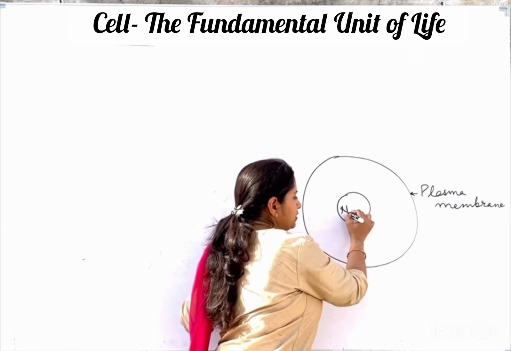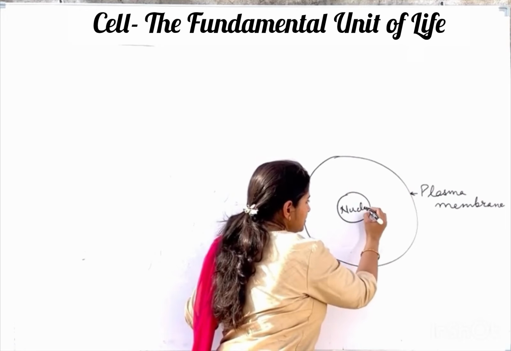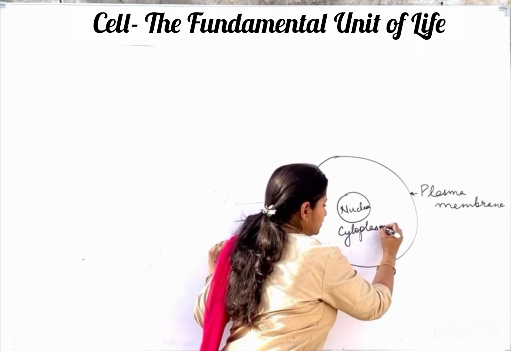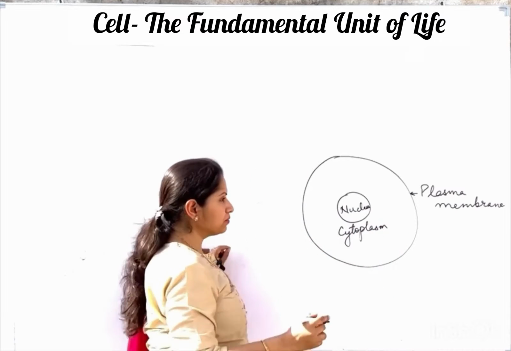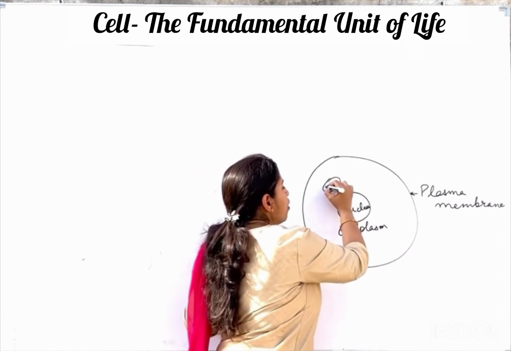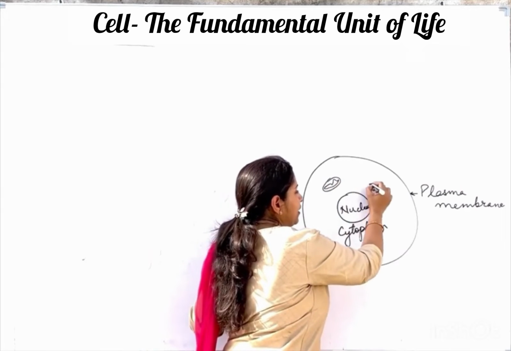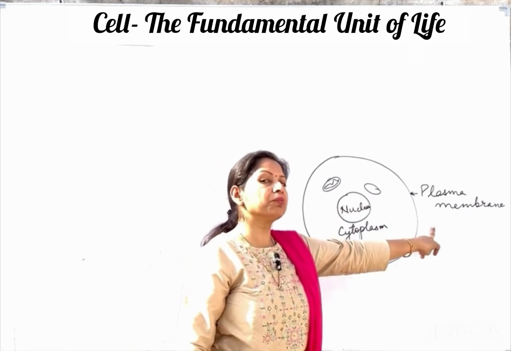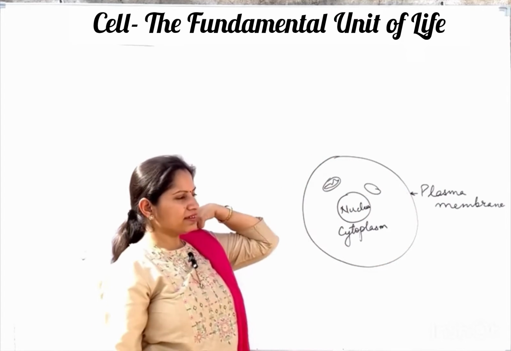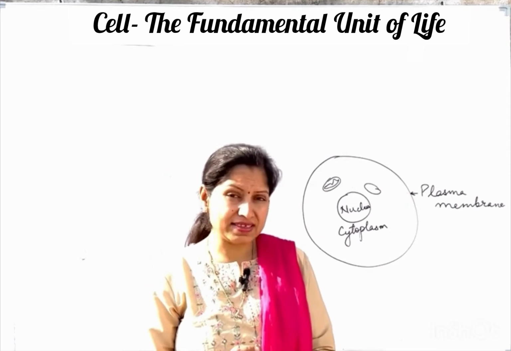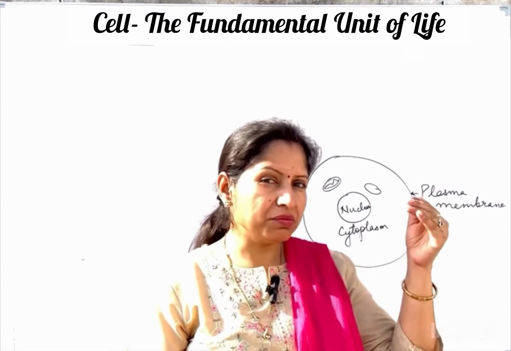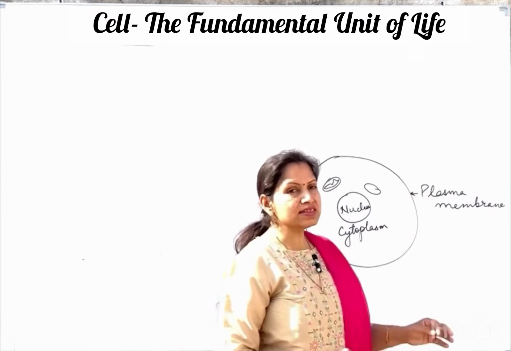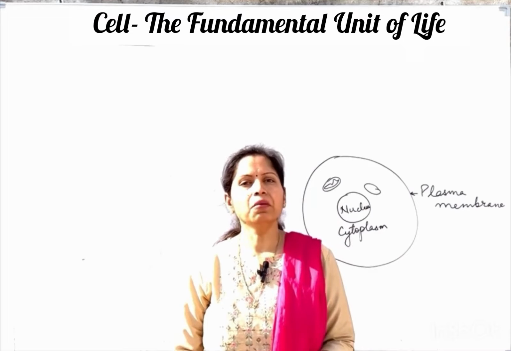Inside the plasma membrane, inside the cell, you will find that there is a nucleus. We'll talk about it. Then there is cell cytoplasm. And in the cytoplasm, we will see that there are many cell organelles. Various cell organelles are there that we are going to study. But right now, we'll be studying just the plasma membrane. By this diagram, you can estimate that everything that has to come inside the cell or pass out of the cell is going to pass through the plasma membrane.